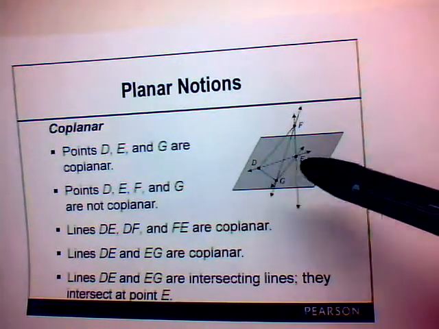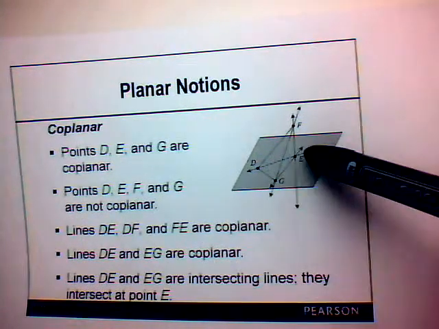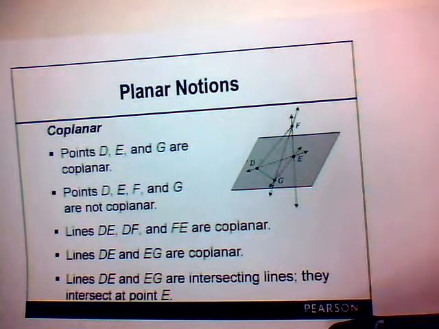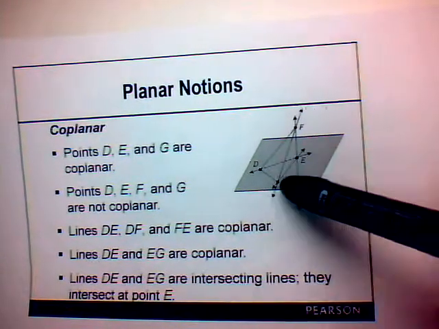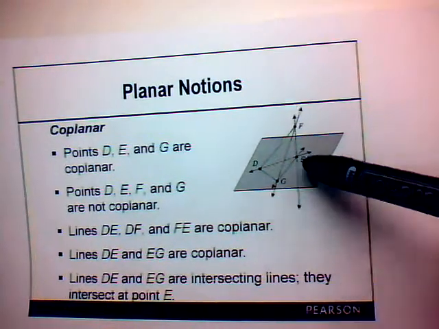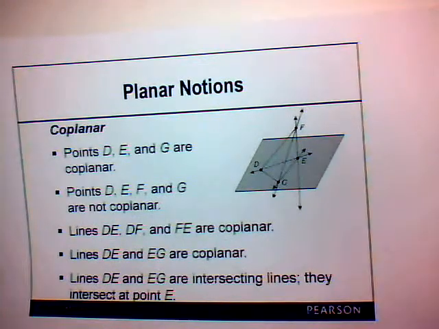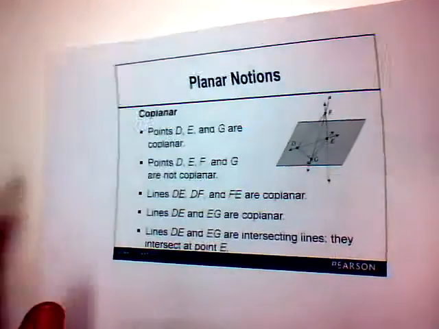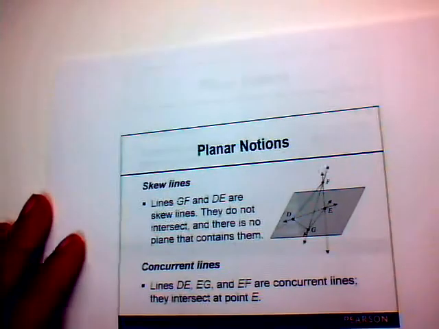Lines DE and EG are coplanar as well. Here's DE and EG. And lines DE and EG are intersecting lines. That means that those two lines intersect at a point. In this case, that common point is E. So that's pretty much the notion with coplanar.